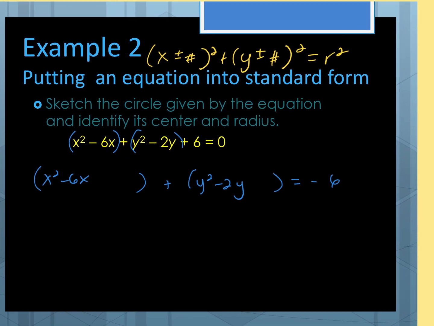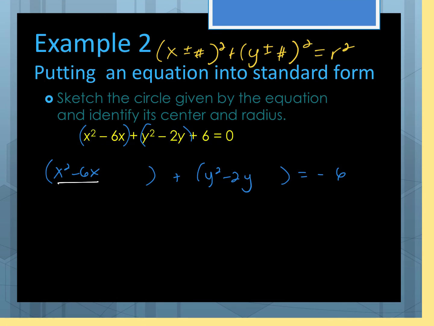So I'm going to complete the square on this first parentheses by taking my second term, which is 6, dividing it by 2, I get 3, and then squaring it, and I get 9. I'm going to add it here, and I'm going to add it here. Balance the equation out, so add it to the left side, add it to the right side. Then I'm going to do the same thing for the y. I'm going to take this 2, divide it by 2, I get 1, square it, I get 1, add it here, and add it to the other side.